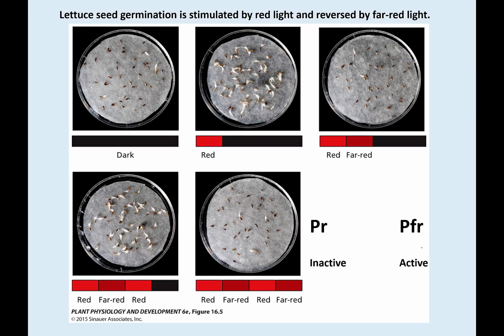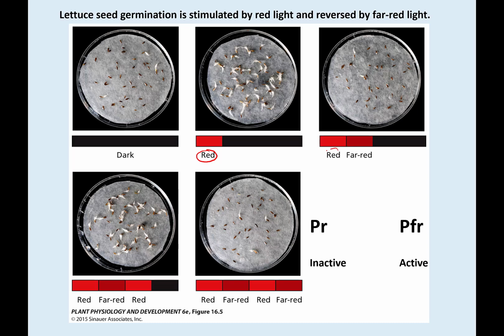The first discovery of the phytochrome photoreceptor came from studies done with lettuce seeds. It turns out lettuce seeds need light to germinate. People in the past knew that if you put lettuce seeds in the dark, they wouldn't germinate. When they tested different lights, they saw that exposing the seeds to red light, not even a long exposure, maybe a few minutes, would stimulate germination. You can see the little radicles emerging from the lettuce seedlings.